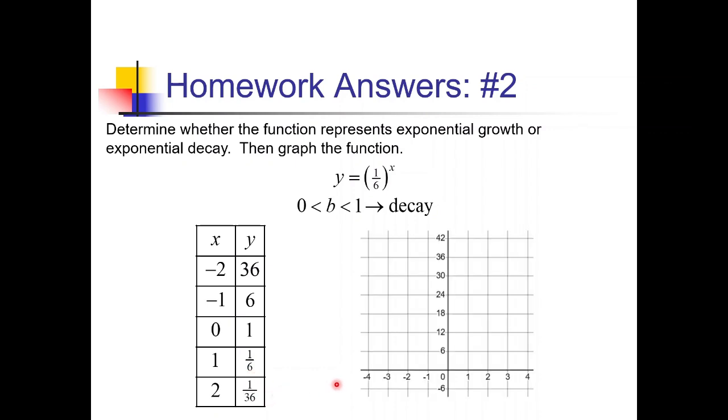So graphing all that out, I'm going to be going from down here up to something that's going to accommodate this 36. So we got -2, 36 up here, and then -1 comma 6 right there. So my grid lines are working out well so far. 0, 1 is kind of close to the x-axis. 1, 1 over 6 is closer. And 2 comma 1 over 36 is so close that it's kind of hard to draw at this scale. So we have our decaying exponential function going through those, and that's it for this one.